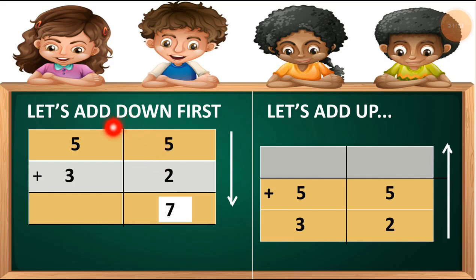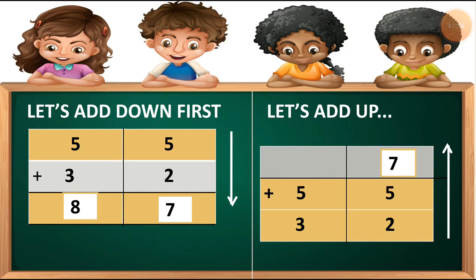Let's move to the tens column, which is 5 plus 3. So 5 plus 3 is equal to 8. So here is our answer, 87. Now let's add up for checking our addition. So here let's take 2 first, which is 2 plus 5 is equal to 7. So I write number 7 at the ones column.